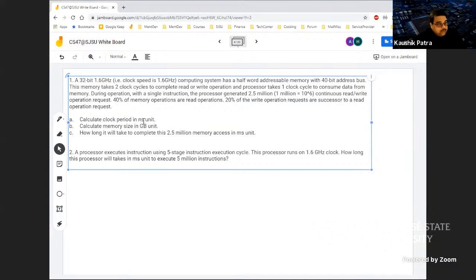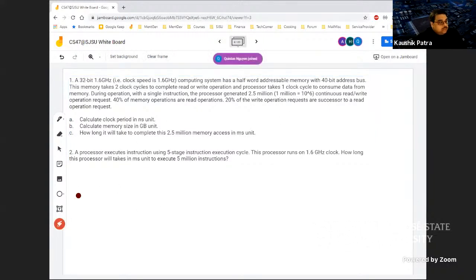So you need to calculate the clock period in nanosecond unit. You need to calculate memory size in the gigabyte unit. And you need to calculate how long it will take to complete these 2.5 million memory accesses in the millisecond unit. And the second problem is a processor executes instructions using the 5-stage instruction execution cycle that we described in previous classes. This processor runs on this 1.6 gigahertz clock. How long will this processor take in the millisecond unit to execute 5 million instructions? So these two problems, let's solve in a group.